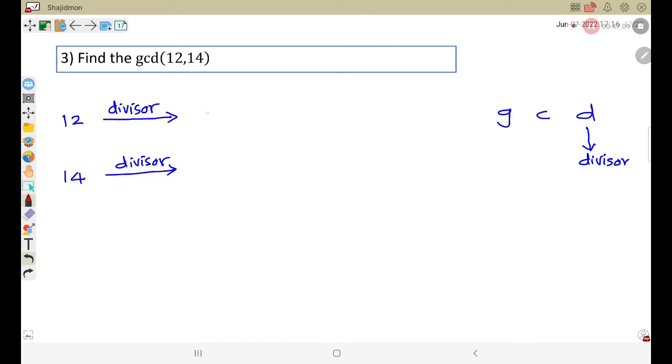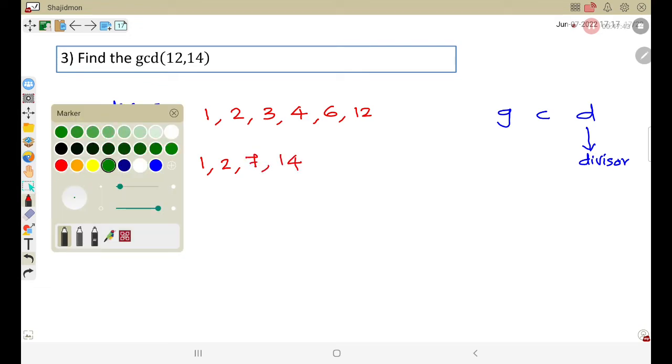What are the divisors of 12? 1, 2, 3, 4 is a divisor, 5 no, 6 is a divisor, then 12 is a divisor. Okay, after half you can write the same number because half of 12 is 6. So after 6 the divisor is 12, the same number. Now what are the divisors of 14? 1 is a divisor, 2 is a divisor, 3 no, 4 no, 5 no, 6 no, 7 is a divisor, then 14 is a divisor.